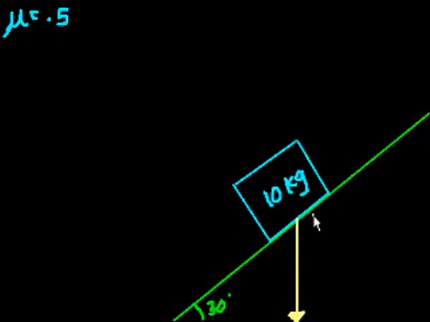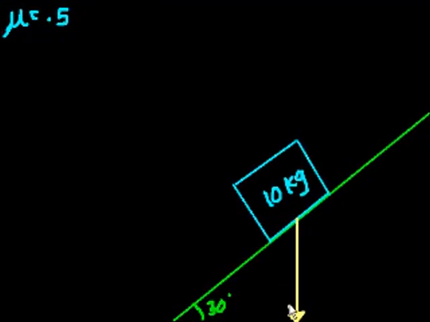We have to figure out what is the component of the gravitational force that is parallel to the surface, and then what is the component of the gravitational force that is perpendicular to the surface. And of course the normal force would be going in an equal but opposite direction, and that's the force that keeps the object from falling into the hill. So let's just work it out.